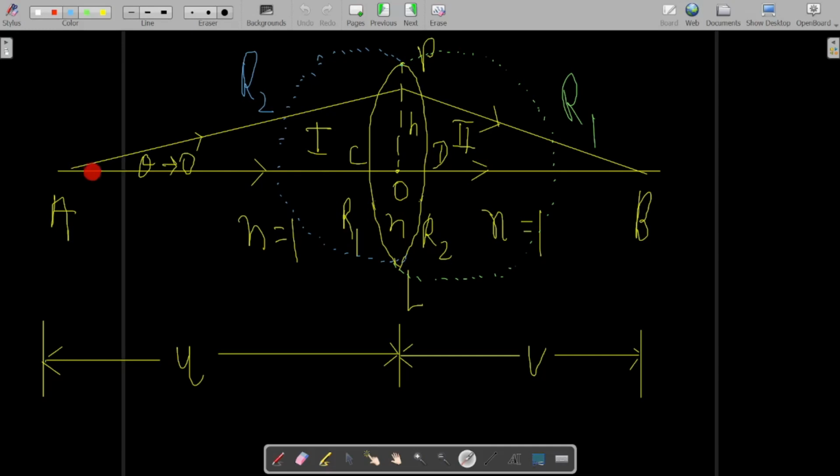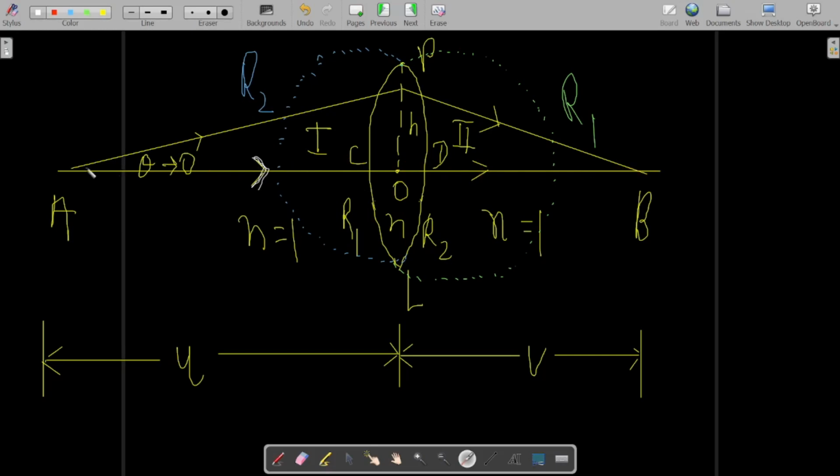Observe this light ray AB, the white one. It is passing along the axis of the lens, it is the same as the axis of the lens. You might have learnt in your lower classes that the ray corresponding to the axis of the lens passes undeviated through the lens, as it is.